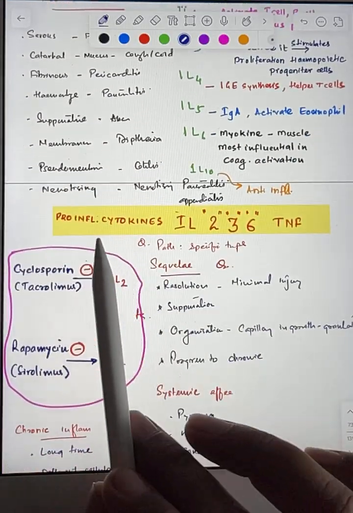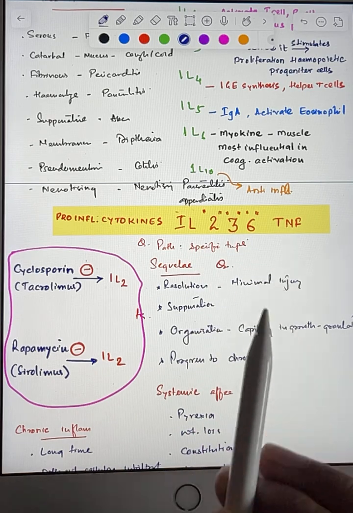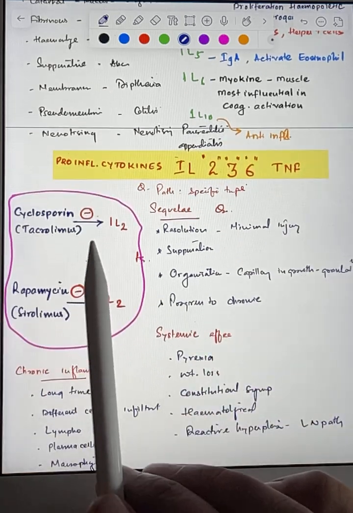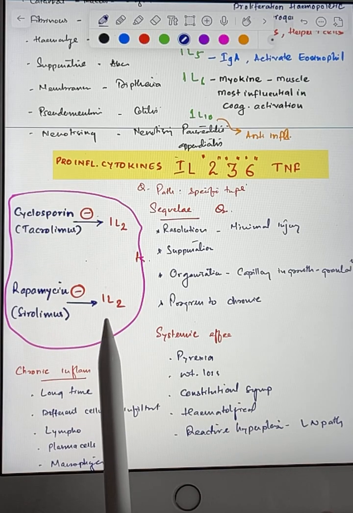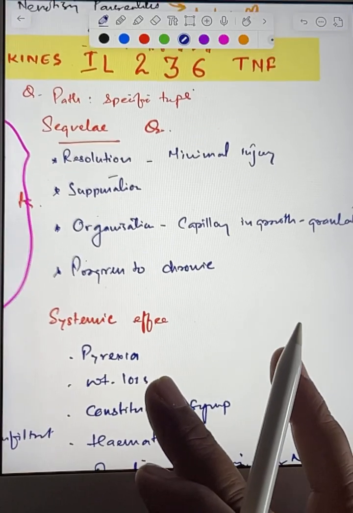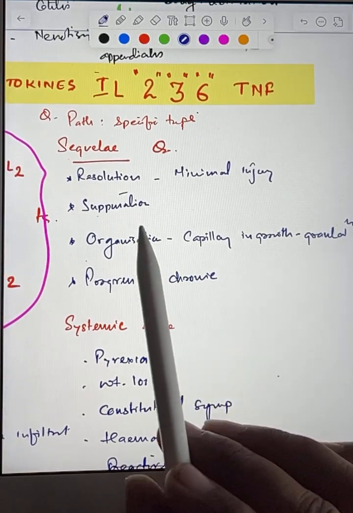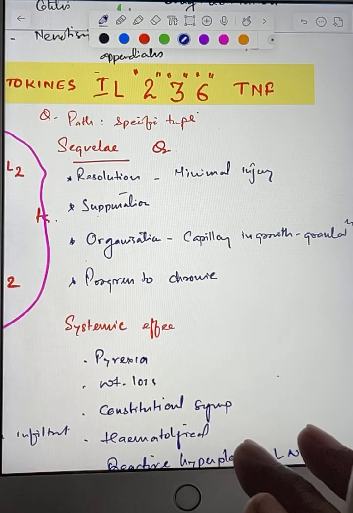So the pro-inflammatory cytokines are IL-2, 3, 6 and tumor necrosis factor. Cyclosporin and tacrolimus inhibit IL-2, rapamycin inhibits IL-2 signaling. So what are the sequelae? Resolution, suppuration, organization, or progress to chronic inflammation.